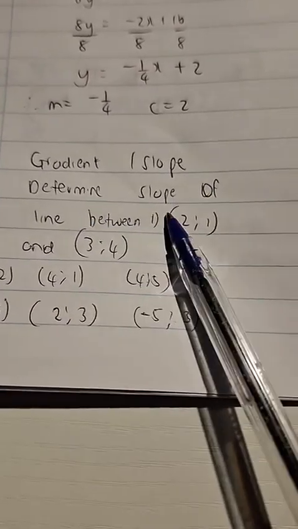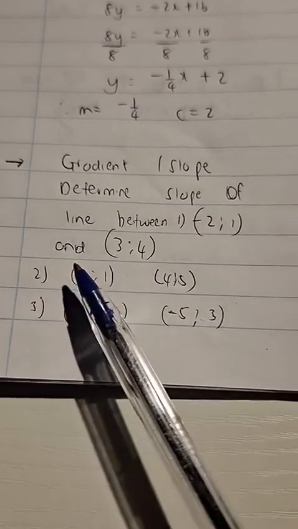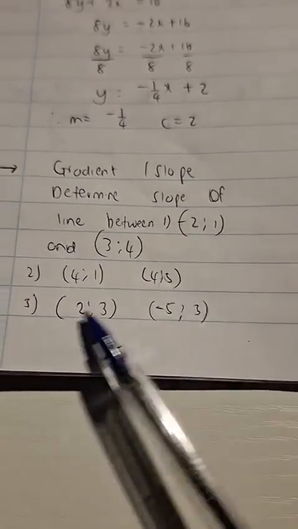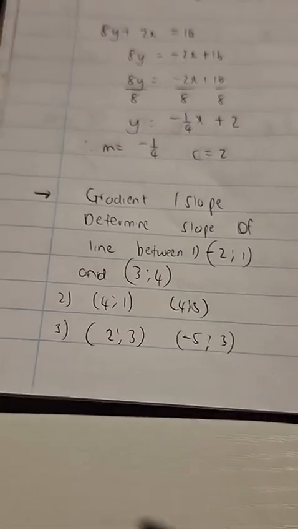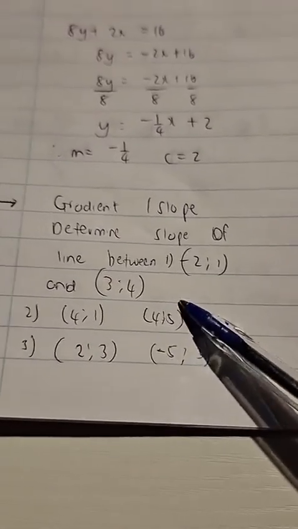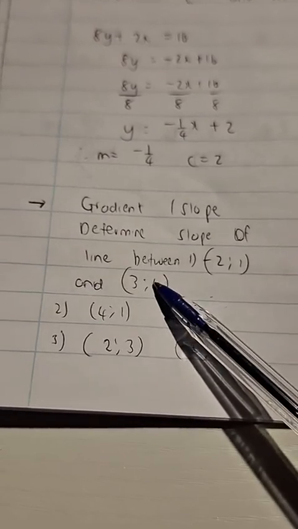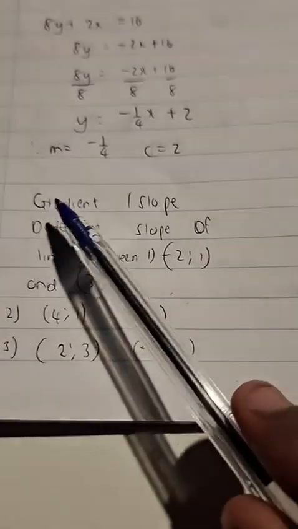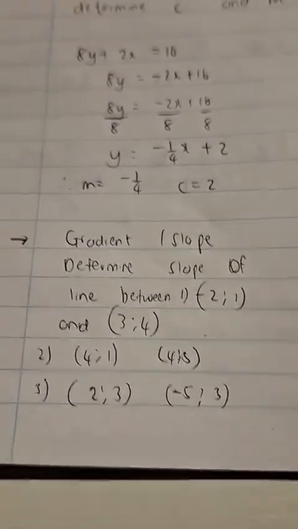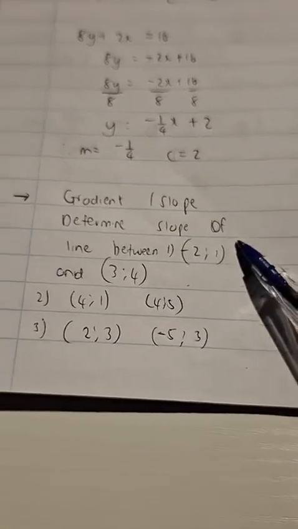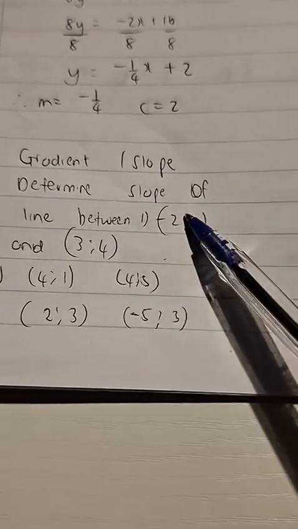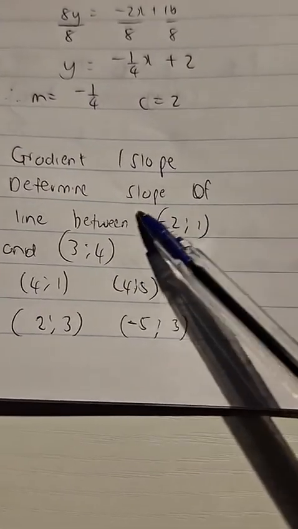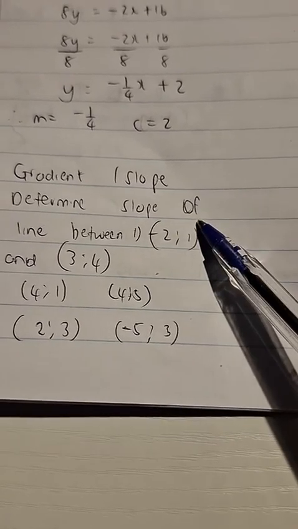So we need to look at number 1 first. Number 2, 4 and 1, 4 and 5. Number 3, 2 and 3, minus 5 and 3. So let's look at these individual examples and try and find the gradient, because that's what they want. So what do we then see here? All we can see here is what we refer to as our points on the Cartesian plane, or we refer to them as coordinates.